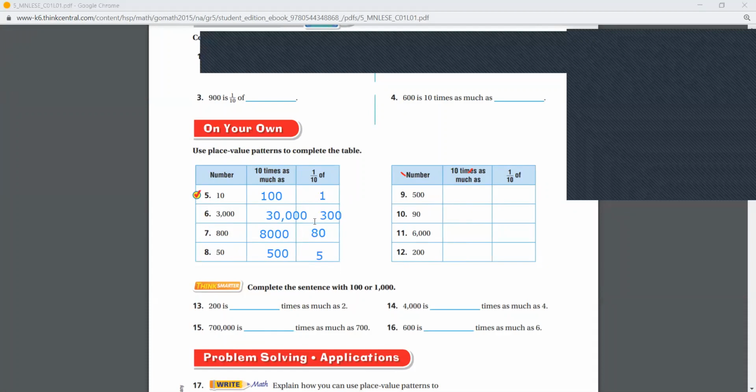Yes. In the opposite way, they will ask you, 80 is 1/10 of 800. 5 is 1/10 of 50. Or 500 is 10 times as much. See here, they ask the question like this: 100 is 10 times as much as 10. They give you the answer and they ask the question. So there are two ways of asking. So be very careful and don't get confused. Okay? Are you able to understand?